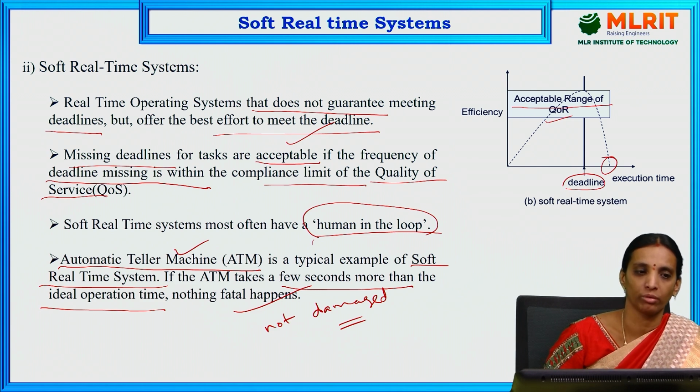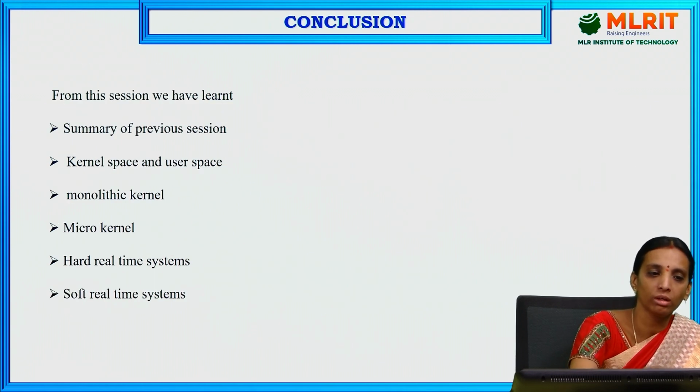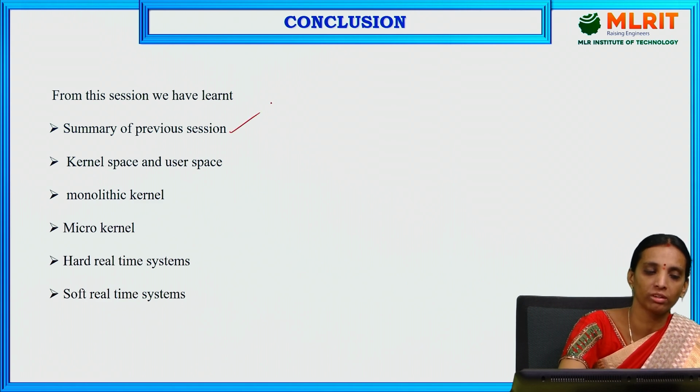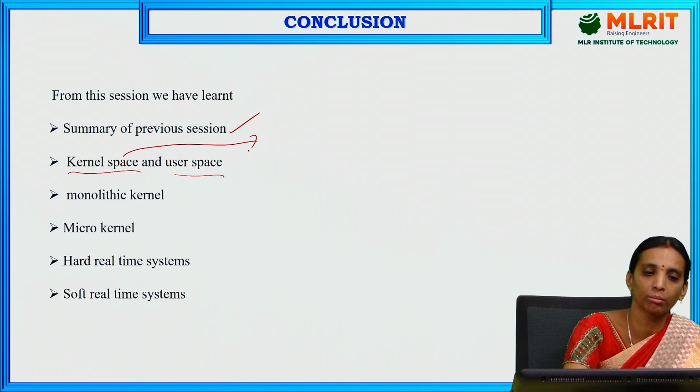So in this session we have discussed the previous session summary, and what the kernel space and user space are. Kernel space is the memory allocated for system applications, and user space is the memory allocated for user applications. And what is a monolithic kernel? In a monolithic kernel, the same memory is used for both kernel space and user space. Microkernel: if we use separate memories for kernel space and user space, then it is a microkernel.